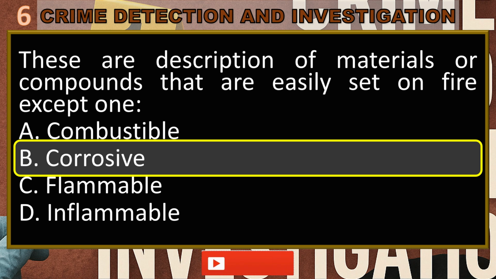Explanation of other choices. A. Combustible. Refers to materials that can catch fire and burn, though typically at higher temperatures than flammable materials. Describes fire risk materials. C. Flammable. Describes substances that ignite easily at low temperatures. A direct synonym for easily set on fire. D. Inflammable. Despite sounding confusing, inflammable means the same as flammable. It easily catches fire. Comes from Latin, inflammare, to set on fire. Final answer, B. Corrosive.